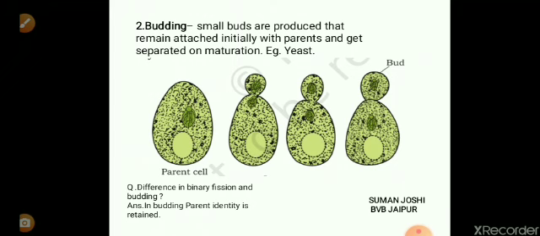Now, can you tell me the difference between binary fission and budding? See, in budding also, the parent cell is dividing and forming two daughter cells, but here the parent is keeping its identity. In binary fission, the parent loses its identity. But here a small outgrowth emerges, and then it forms another organism. So parent identity is retained here in budding.